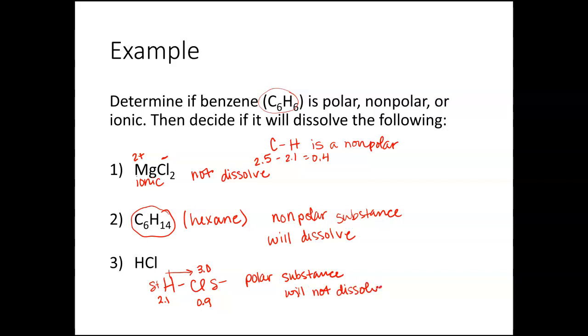So now you have a good idea of how a solution forms and what a solution is, and you're ready to move on to doing calculations and thinking about concentration.